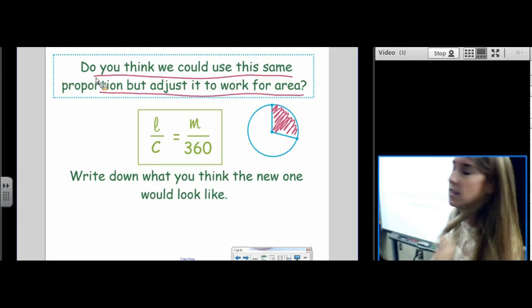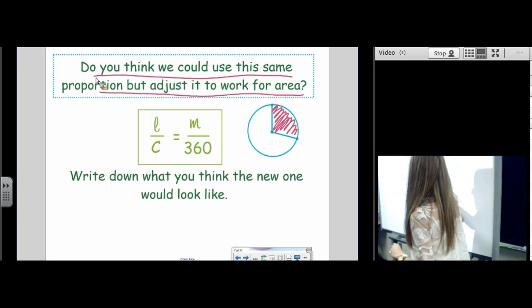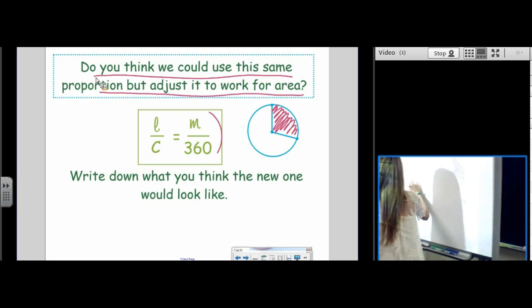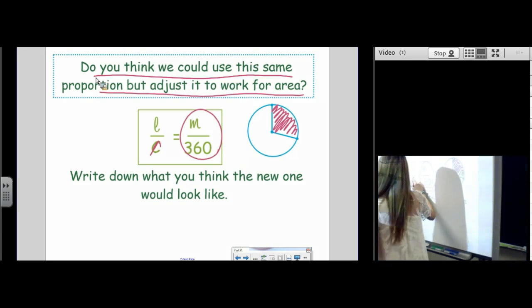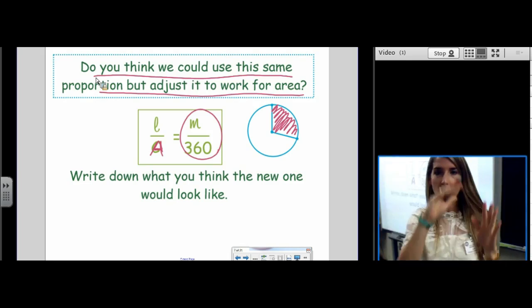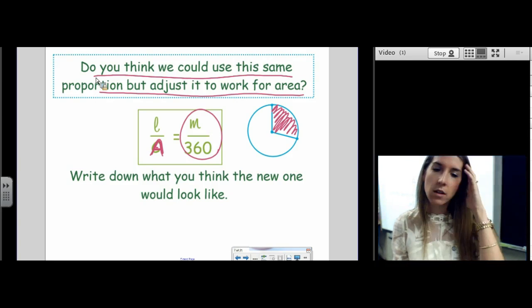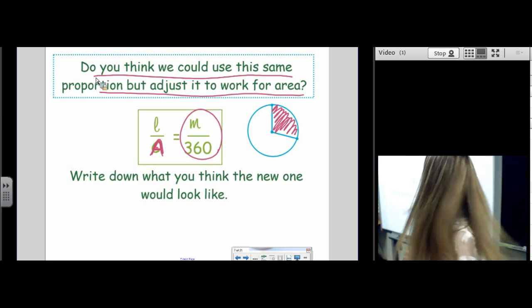I'll give you a hint. This is going to stay the same. I heard someone saying circumference should probably become the area. Instead of the distance around the circle, we're going to be shading in the whole circle. This is going to stay.